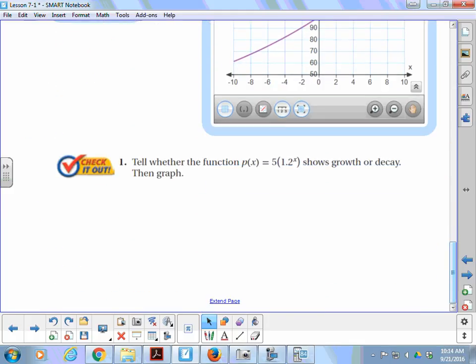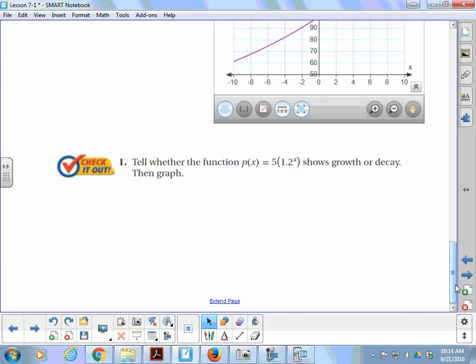So the question here is, is this growth or decay? Is the value of b greater than 1, or between 0 and 1? The value of b in this case is 1.2, so that means it's going to be growth. Okay, good.